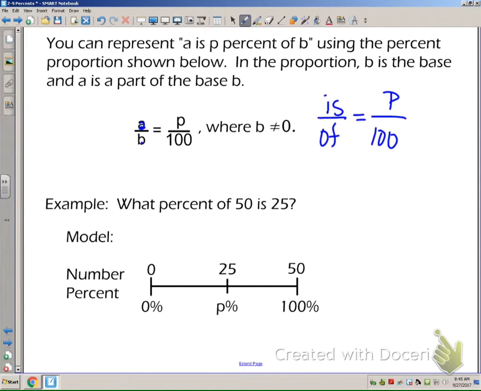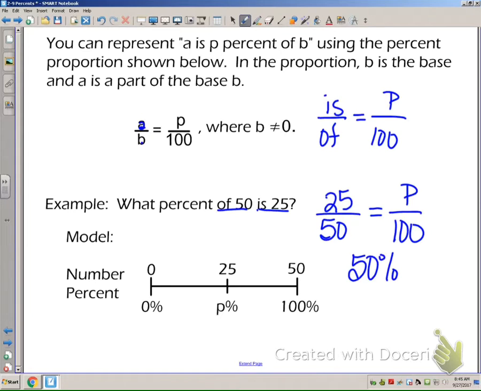So for example, it says, what percent of 50 is 25? So is 25, over of, equals percent over 100. So we can cross multiply and divide, and we get 50%.